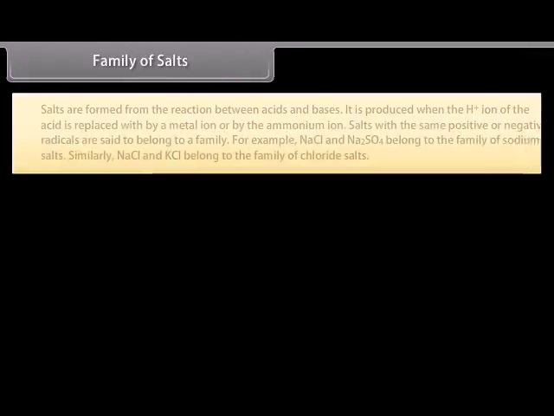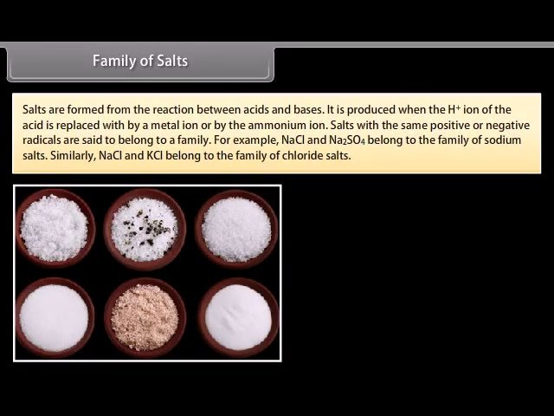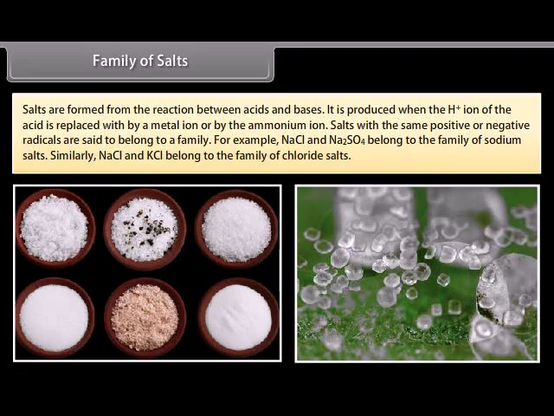Family of salts. Salts are formed from the reaction between acids and bases. It is produced when the H+ ion of the acid is replaced by a metal ion or by the ammonium ion. Salts with the same positive or negative radicals are said to belong to a family. For example, NaCl and Na2SO4 belong to the family of sodium salts. Similarly, NaCl and KCl belong to the family of chloride salts.